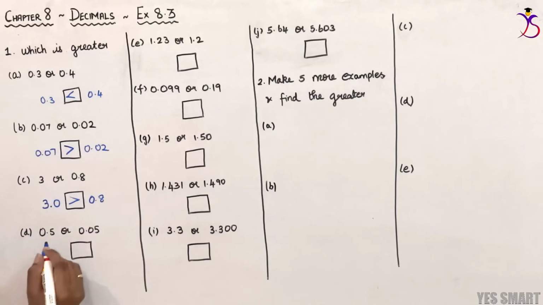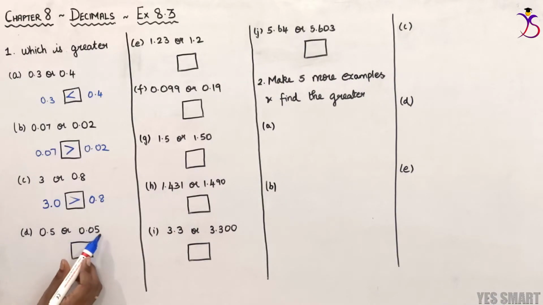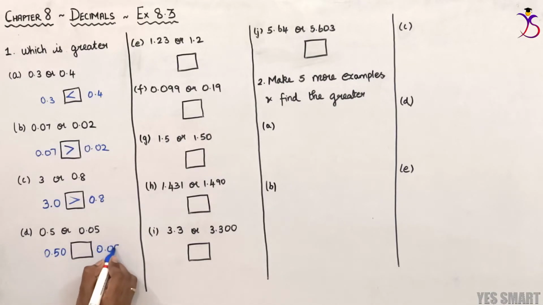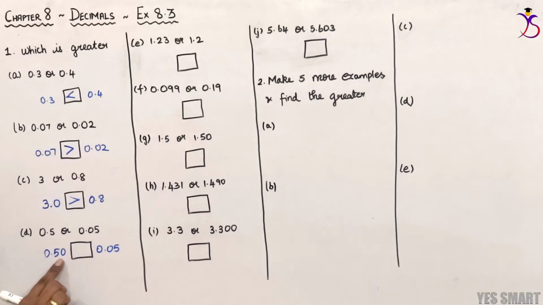Now moving on to the fourth subdivision, 0.5 or 0.05. Here we are supposed to convert 0.5 to a like decimal of 0.05 because the number of digits in the decimal part in 0.05 is 2. Therefore, let's add a 0 here, that is 0.50. Any zeros added at the end of the decimal part don't change the value. Now these two are like decimals. Let's compare the whole part.